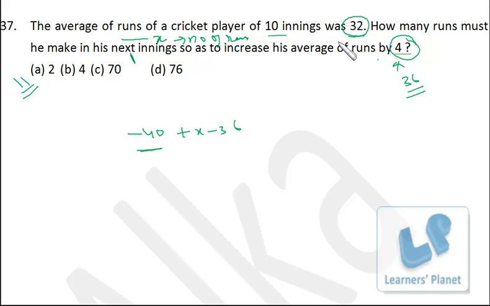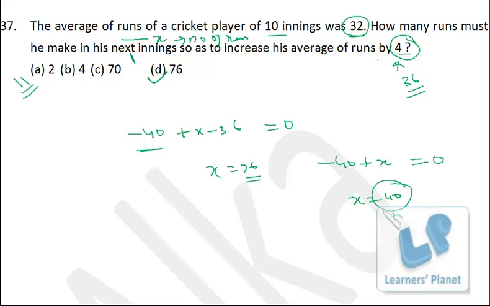This is the deviation of 10 innings and this is the deviation of the 11th inning. Total deviation must be 0, so X is equal to 76. What is X? That is the number of runs in the 11th inning. If you don't take X as the number of runs, then you can directly take the deviation. In that case, minus 40 plus X is the deviation of the 11th inning, so it is 0, so X is equal to 40.